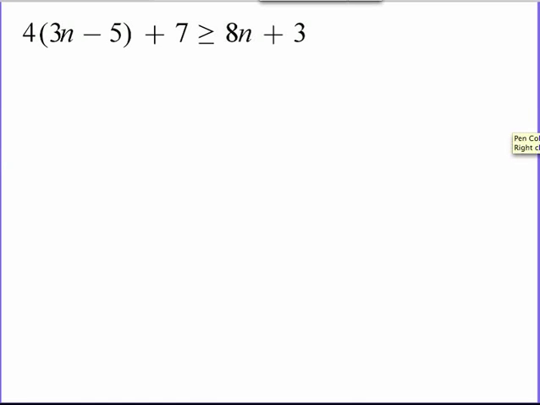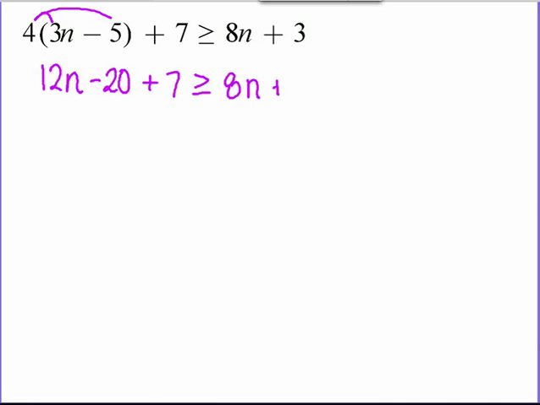Now if you look, we're getting more complicated inequalities. So I have 4 times the quantity 3n minus 5, plus 7 is greater than or equal to 8n plus 3. What do you think I'm going to do? Distribute. So just exactly what I did when I had the equal sign. I'm going to distribute, in which case I get 12n minus 20 plus 7 is greater than or equal to 8n plus 3.